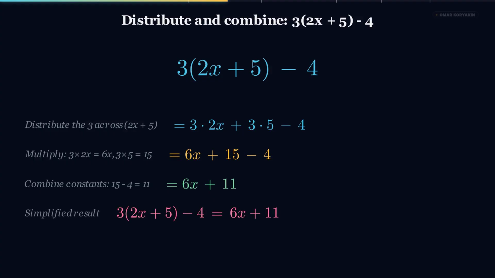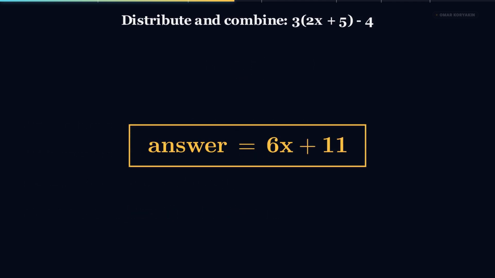Step 4. The simplified result is 6x plus 11. The original 3-term grouped expression has become a clean 2-term simplified expression that represents the exact same quantity for any value of x. So the answer is 6x plus 11. The big lesson from this example is the distribute then combine workflow in its simplest form. Distribute the factor outside the parentheses across every term inside, then combine any like terms in the resulting sum. The workflow scales smoothly to any expression with a single parenthesized chunk, and the next example will show how it generalizes when the expression has 2 or more parenthesized chunks.